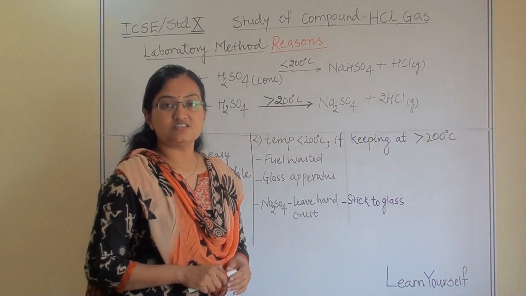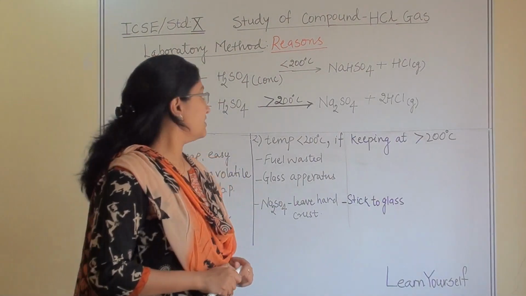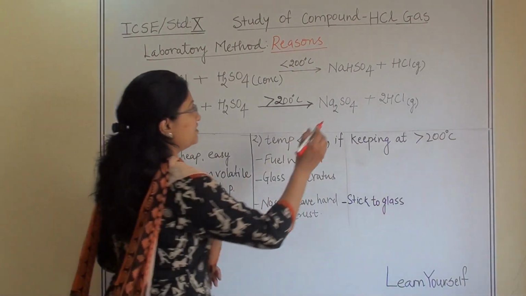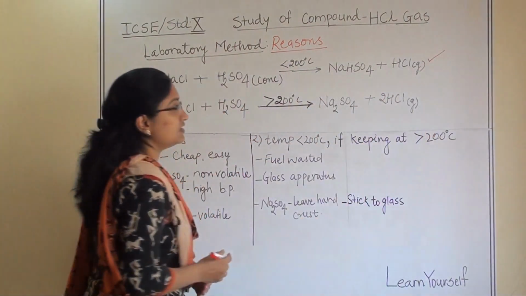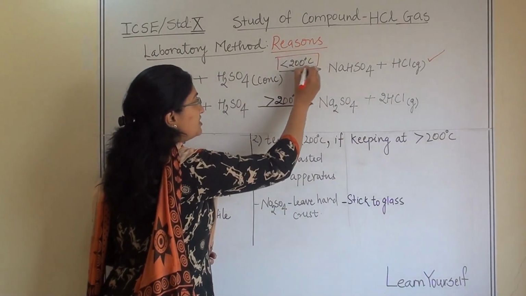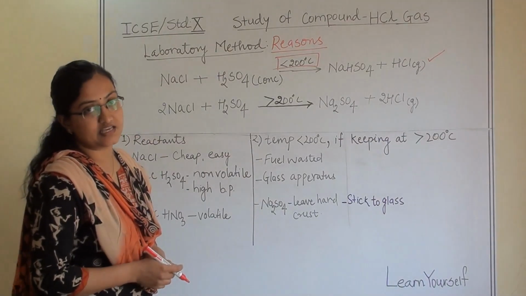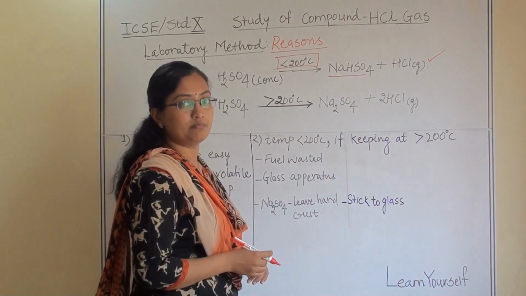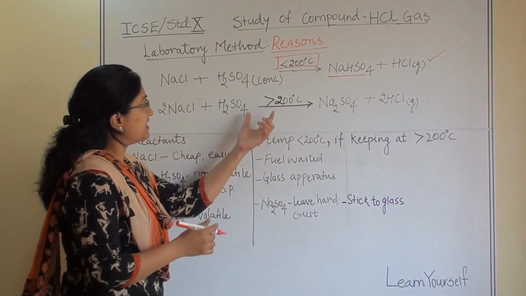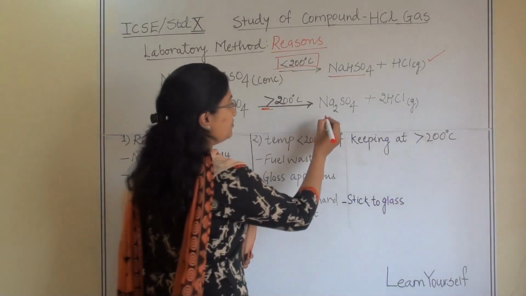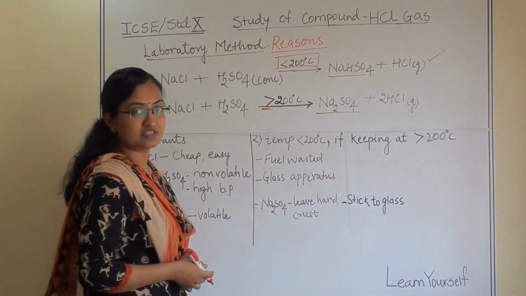Let us see the reasons for this particular method. When we are using this laboratory method, we are using this equation in which we are maintaining temperature less than 200 degree centigrade, and as a product we are getting sodium bisulfate. When we are keeping temperature more than 200 degree centigrade, we are getting the product sodium sulfate.